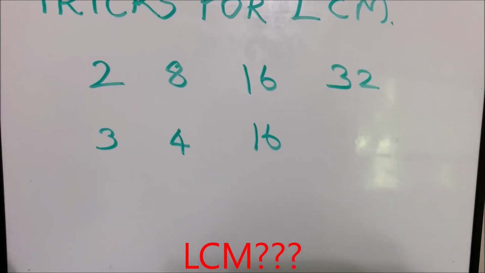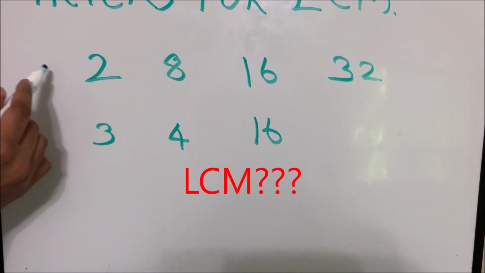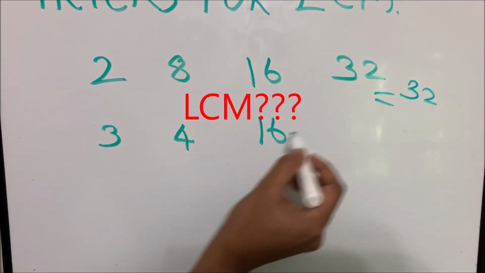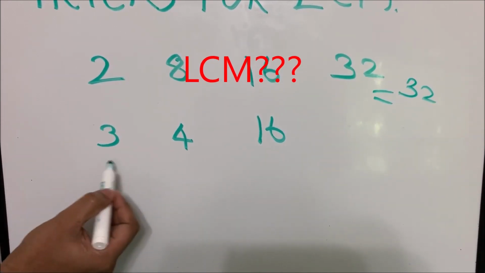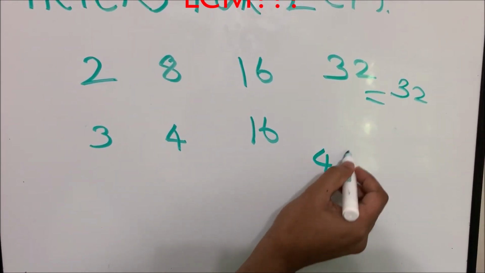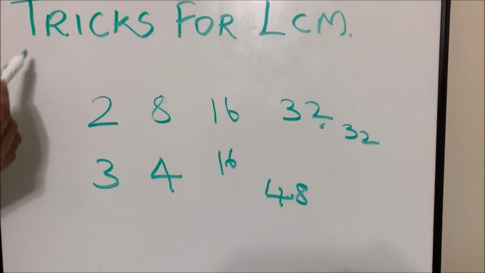If you see any set of numbers like this, you can directly write the LCM. For example, this one, you can directly write 32 is the LCM. And for the second set, 3, 4 and 16, you can directly write 48 is the LCM. So what are the tricks to find this LCM?